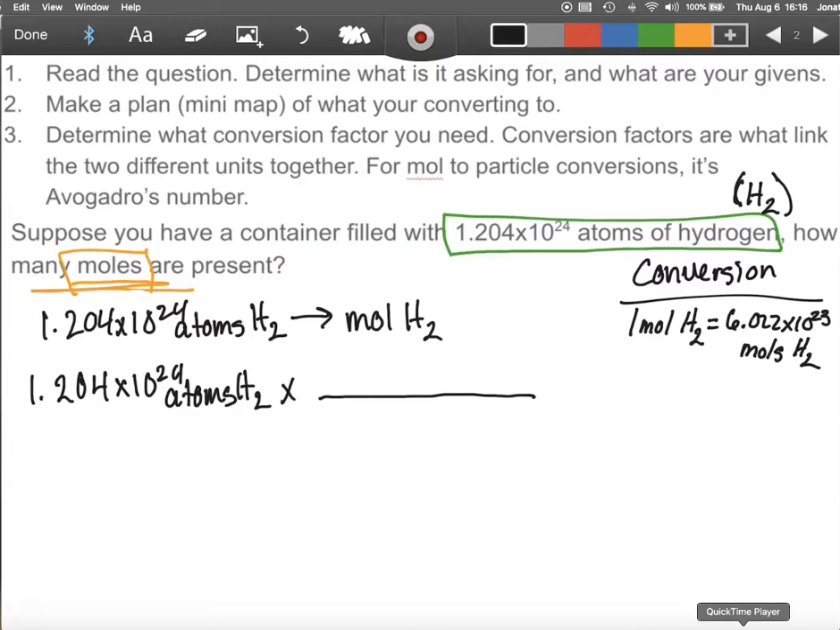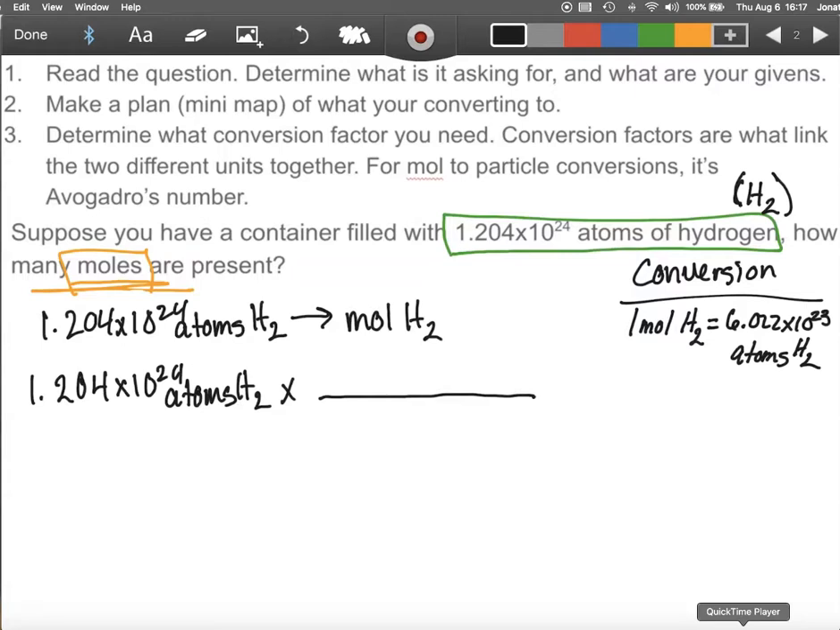I'm sorry, did I just say moles there? That is completely wrong. Not moles. It should be atoms. My apologies there. 1 mole of anything is 6.022 times 10 to the 23rd. In this case, we're looking at atoms because it says we had atoms right there. So I apologize for that.